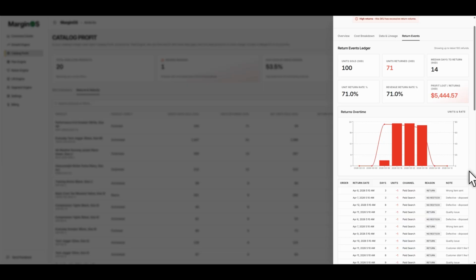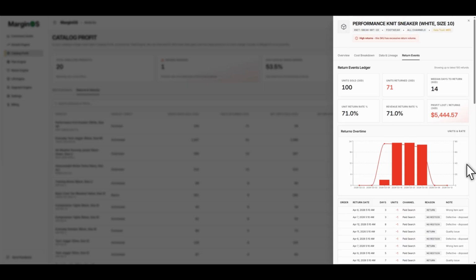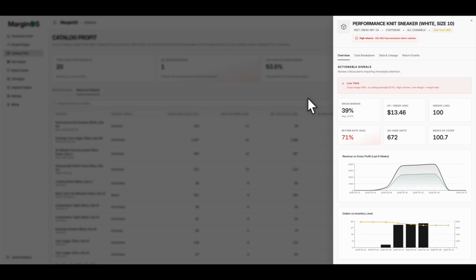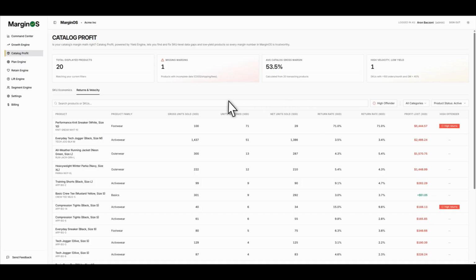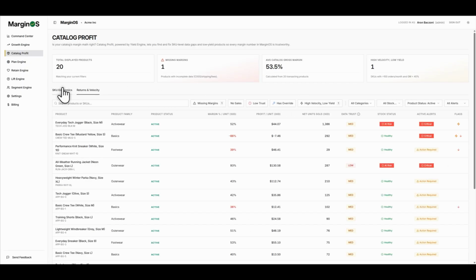You can scan and see if returns cluster around a batch, a time window, a channel, or a promise you made. This is where you fix the actual problem: product, expectations, or who you're selling it to. And when you clean up COGS, shipping, mapping, and returns here once, every decision upstream in Command Center and Growth Engine becomes more accurate. The last piece is the Plan Engine.